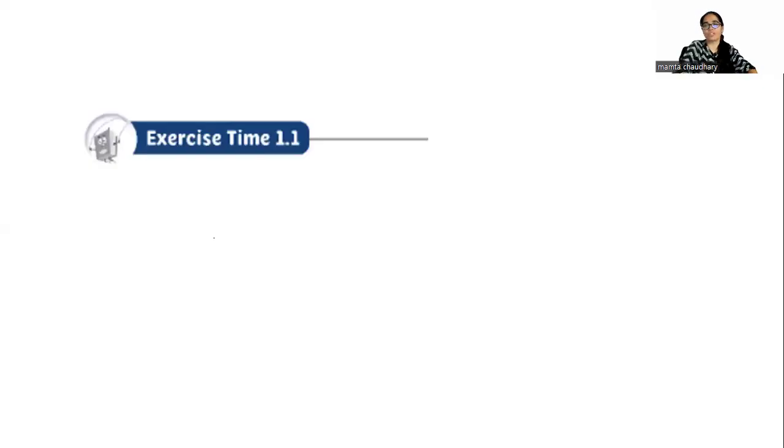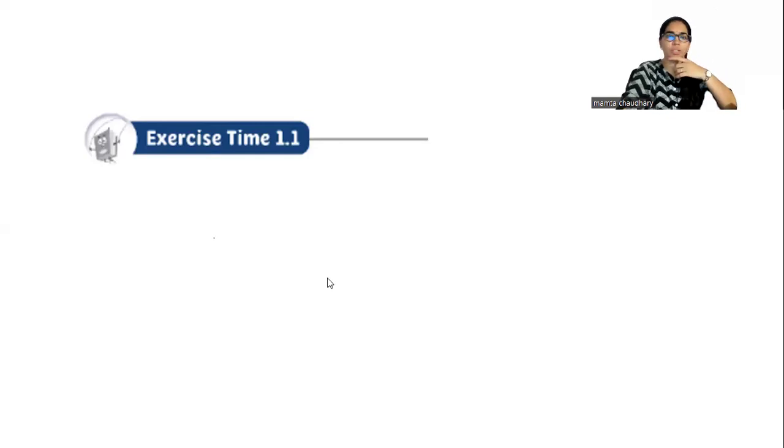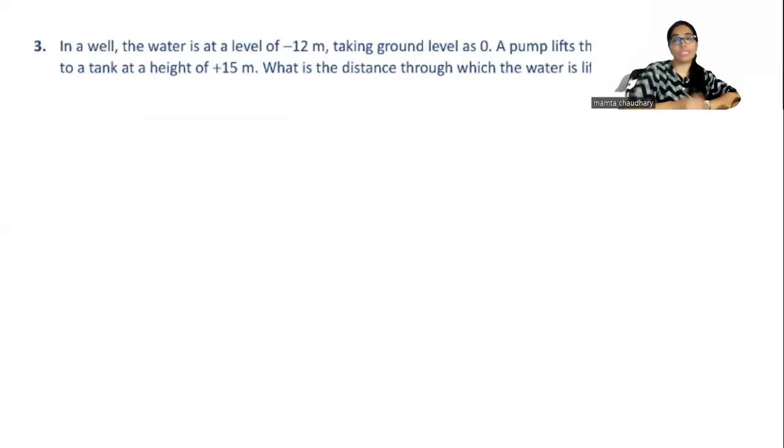Okay, so we were doing exercise 1.1. Let's do question number 3. Question number 3 says, in a well, the water is at the level of minus 12 meter. Taking ground level as 0, a pump lifts the water to a tank at a height of plus 15 meter. What is the distance through which the water is lifted?